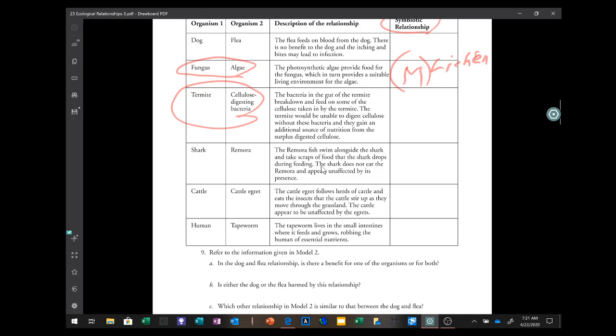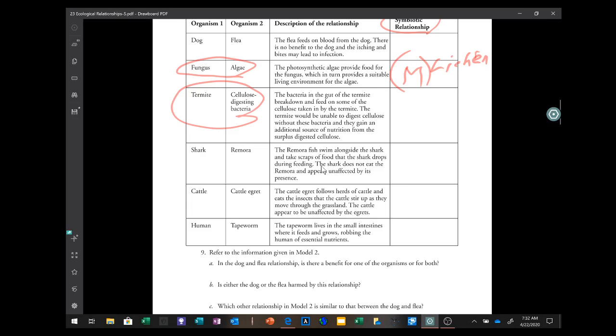Cellulose is the sugar. Remember, OSE, or it's the carbohydrate. Remember, if it ends in OSE, it's a carbohydrate. That's really the tough, long-chain polysaccharide that makes up wood. And if you know anything about termites, you might automatically correlate to the fact that the termites digest wood. And technically, that's not correct.